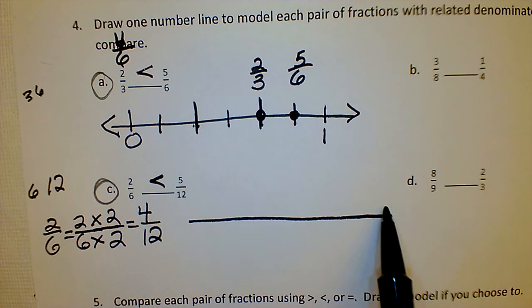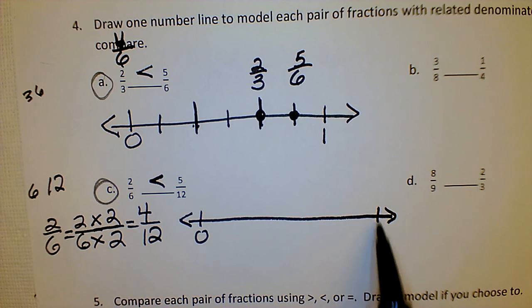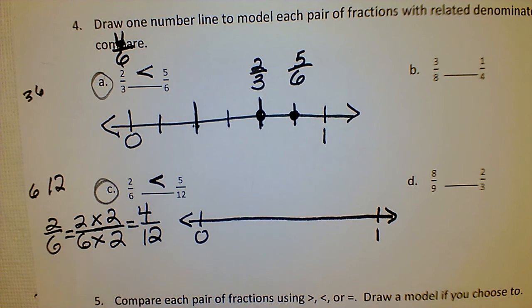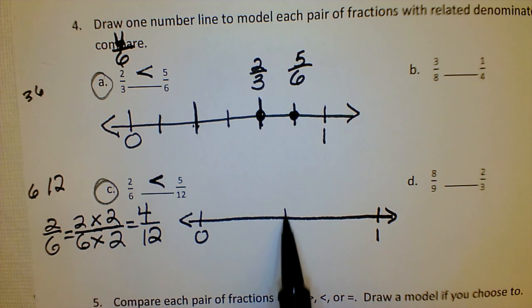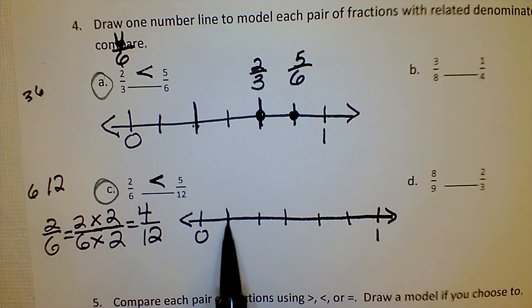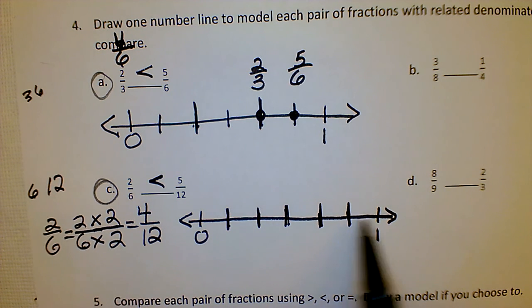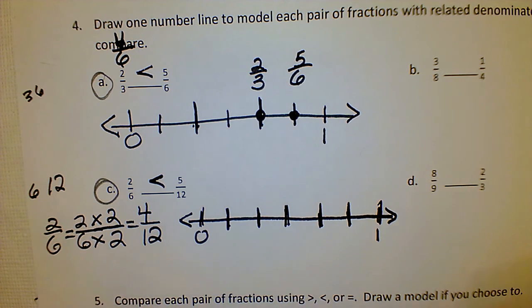So I'm going to go ahead and draw my number line. I'm going to have my 0. I'm going to have my 1. And first I'm going to go ahead and draw my 6ths in there. I'm going to do the best I can to try and make them nice and even. And again, I'm going to make these more noticeable than when I do my 12ths. So I need to model 2/6. That's going to be 1, 2.